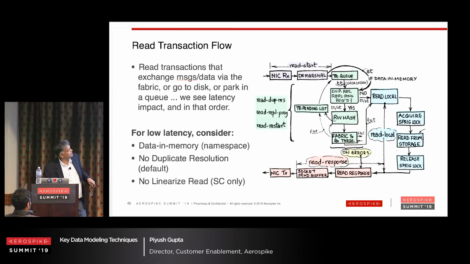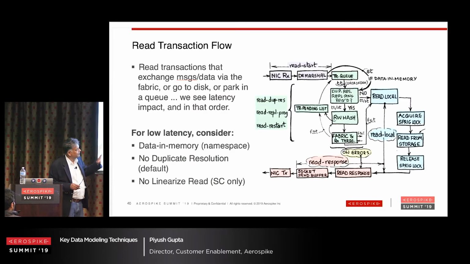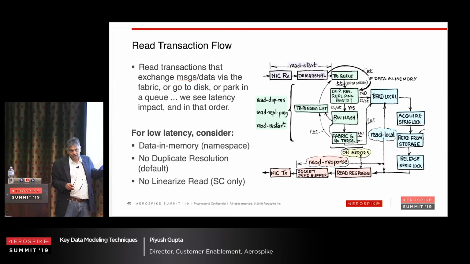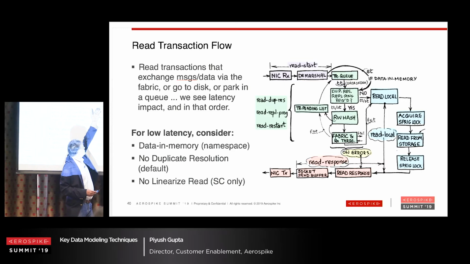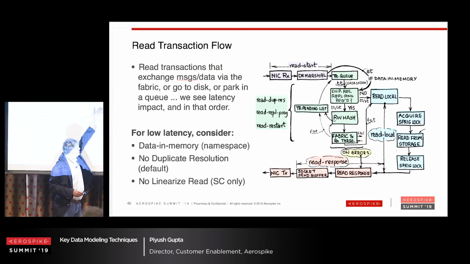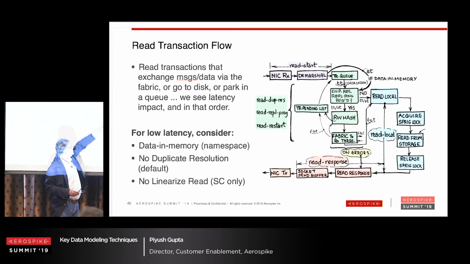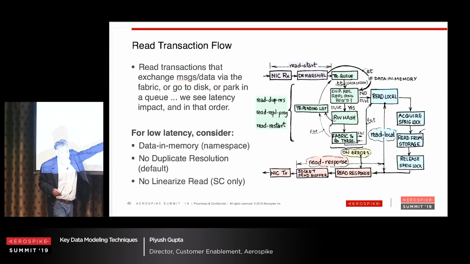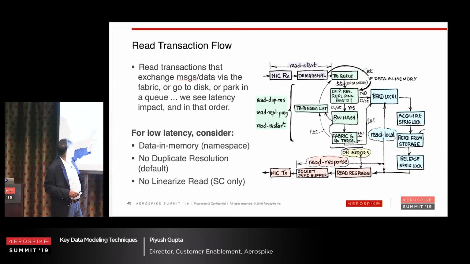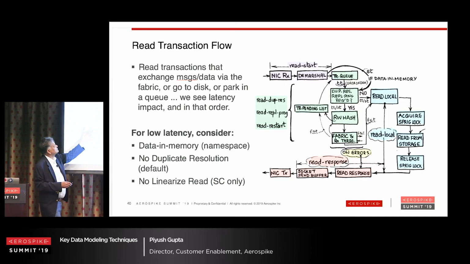All right, so let me quickly go through transaction flow. So how the read transactions work inside Aerospike. And the reason I'm bringing it up is for you to understand that all the latency comes really when we go on the fabric. Now, typically a read transaction, once we get it from the NIC receive channel, let's say if it's data in memory or in device, either way, we'll do a read local unless we have to do duplicate resolution. That only happens during migrations, right? And that also, if you have asked for it, right?